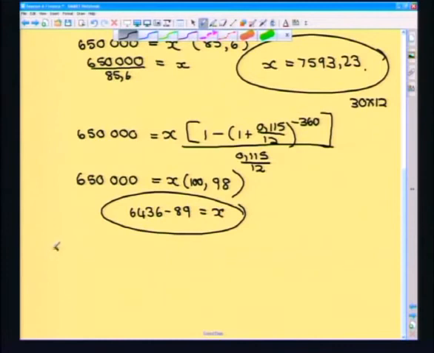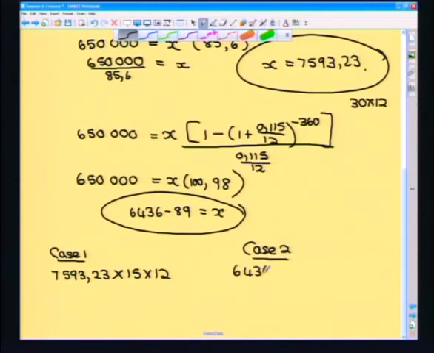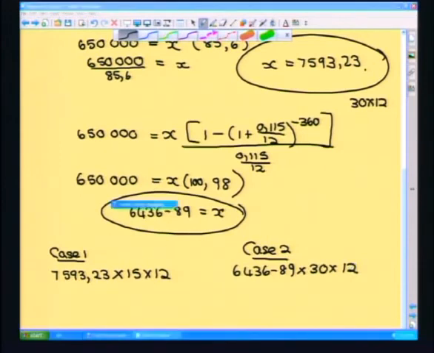So let's go down here and see what they ended up paying for their loan. In case one, Bob took 7,593.23 and he paid for 15 years, 12 times a year. In case two, he paid 6,436.89 and he paid for 30 years, 12 times a year. So let's see what the difference would be for him, how much interest it costs him on the one versus interest on the other, and then see if we think it's worthwhile actually taking longer to pay debt. Let's pull up the calculator.